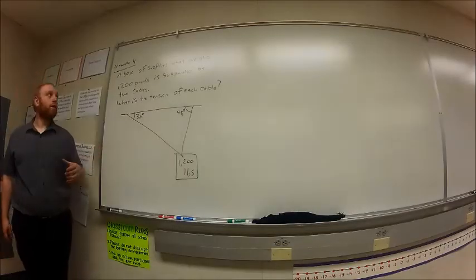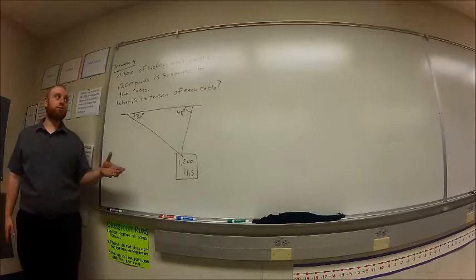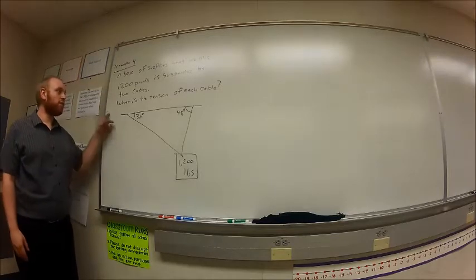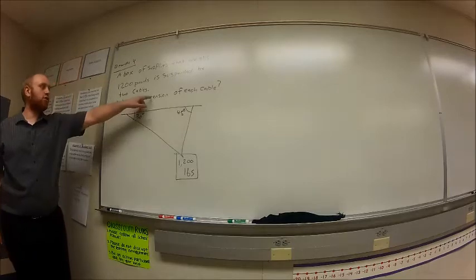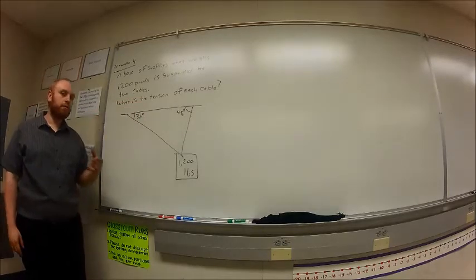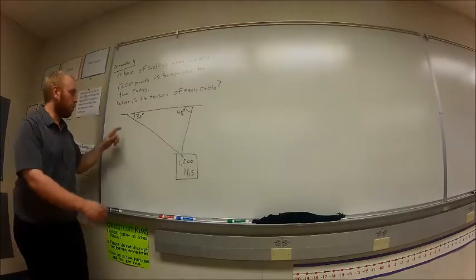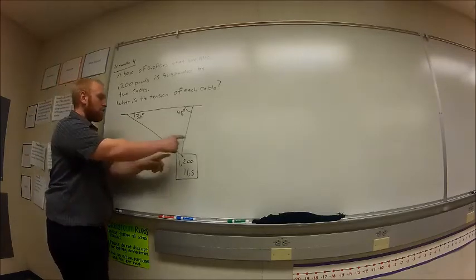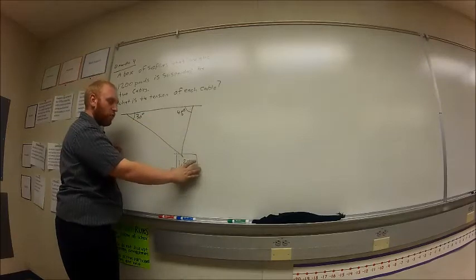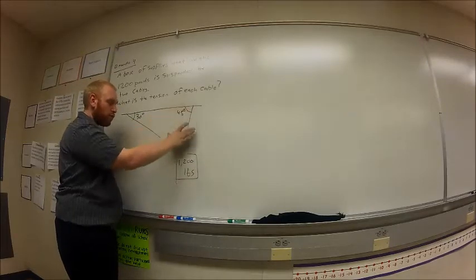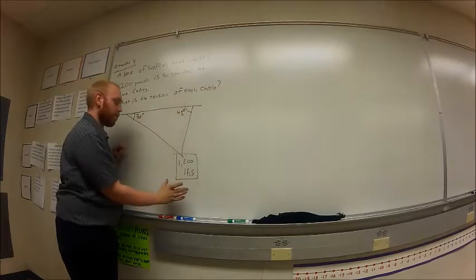Alright, example 4. A box of supplies that weighs 1,200 pounds is suspended by 2 cables. What is the tension of each cable? Picture looks like that. Well, for tension, remember, that meant magnitude. So we're looking at, what's the magnitude of that cable, and what's the magnitude of that cable? The catch is, first of all, we have a third force acting here. We have our third force of the 1,200 pounds dragging everything down.